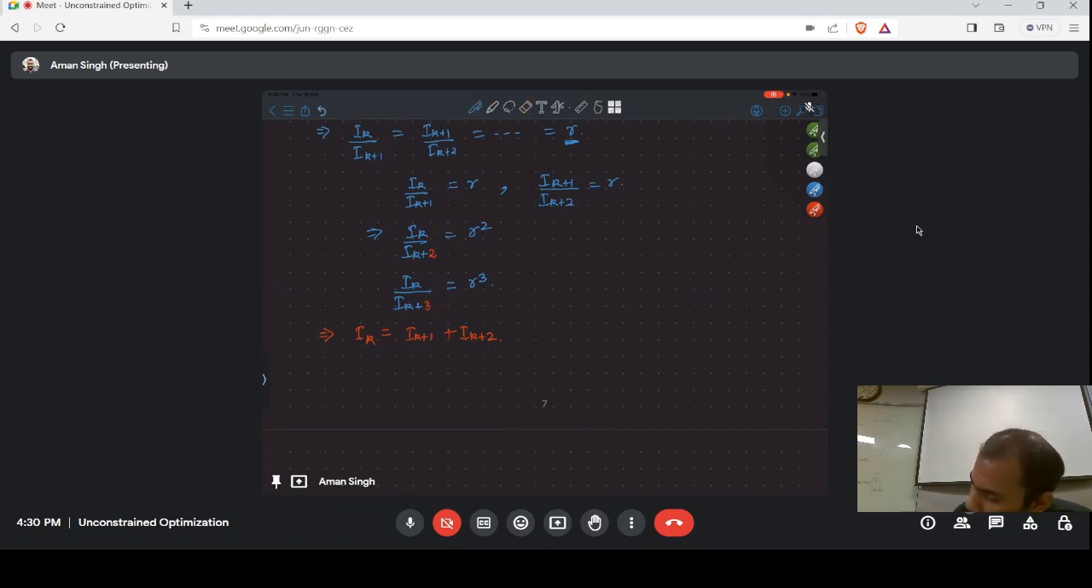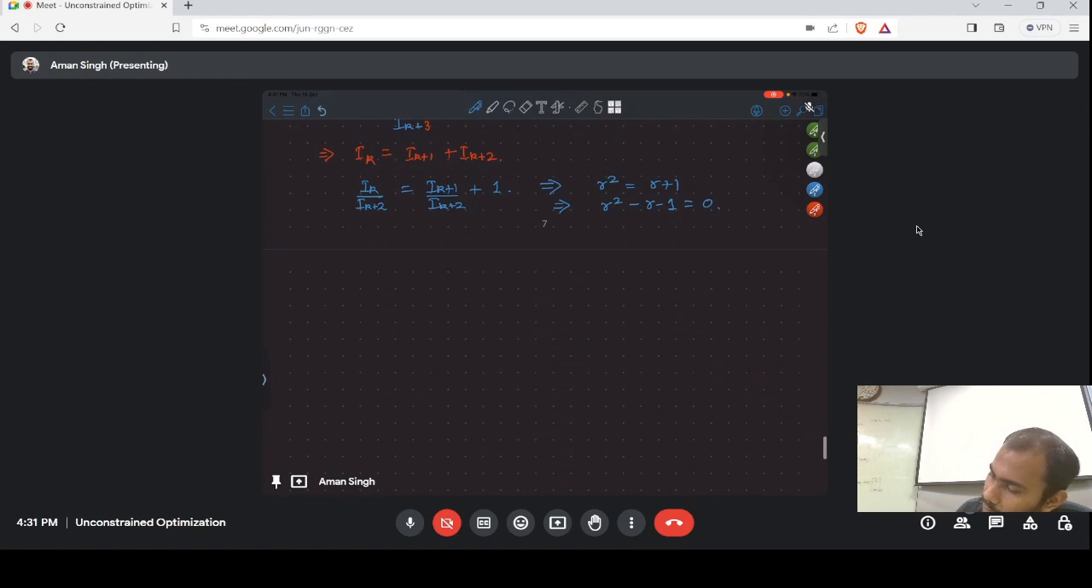Okay, so we'll divide it by ik upon ik plus 2 equals ik plus 1 upon ik plus 2 plus 1. This can be written as r square equals r plus 1, which becomes a quadratic equation that needs a solution. It turns out that the solution to this quadratic equation is 1 plus root 5 by 2, and we are ignoring the negative root.